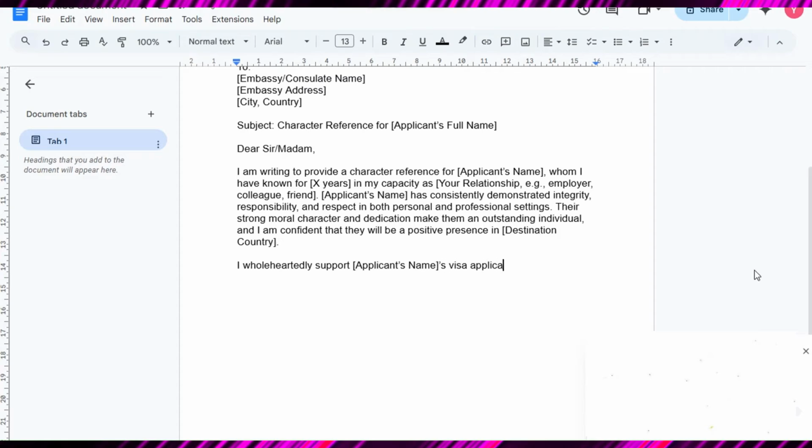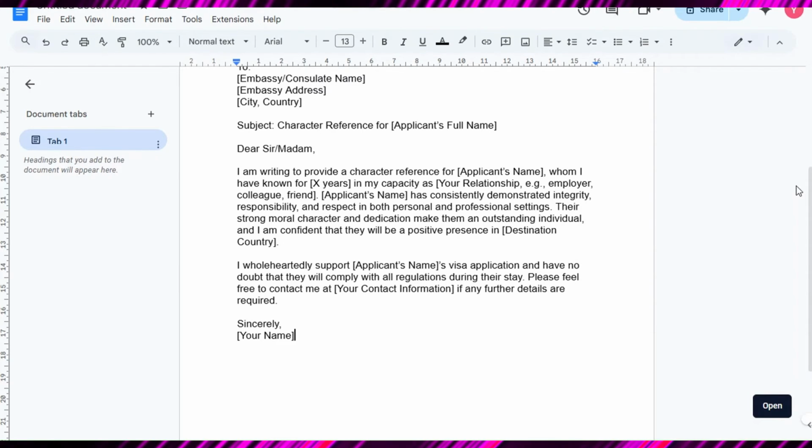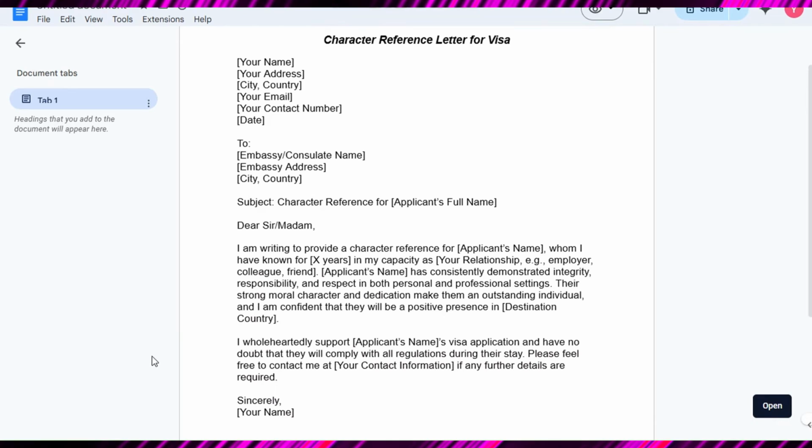I wholeheartedly support applicant's name, visa application, and have no doubt that they will comply with all regulations during their stay. Please feel free to contact me at your contact information if any further details are required. Sincerely, your name." Here's our sample character reference letter for a visa.